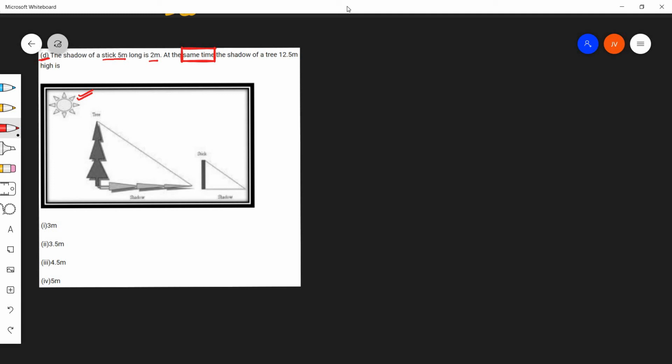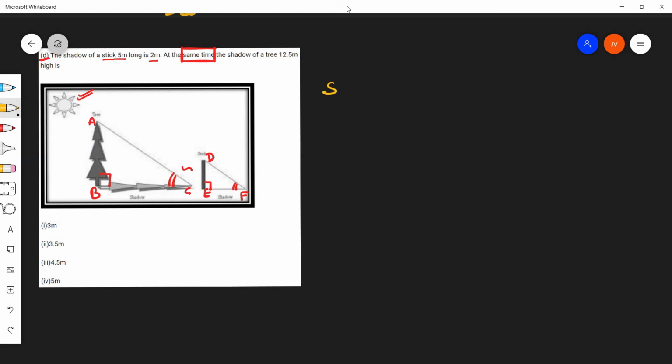So here I do some basic labeling on the diagram. The tree is written here, which I label as AB, and let the name of the triangle be ABC. And the stick, let me call it DE, and the name of the triangle is DEF. About these two, the tree is perpendicular to the ground, and the stick is perpendicular to the ground. At the same time of the day means what? Angle C is equal to angle F. Its meaning is the triangles ABC and DEF are similar by angle similarity.